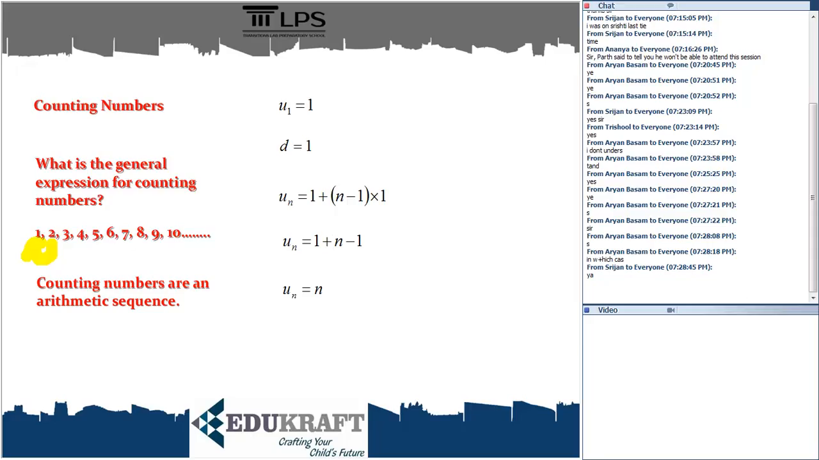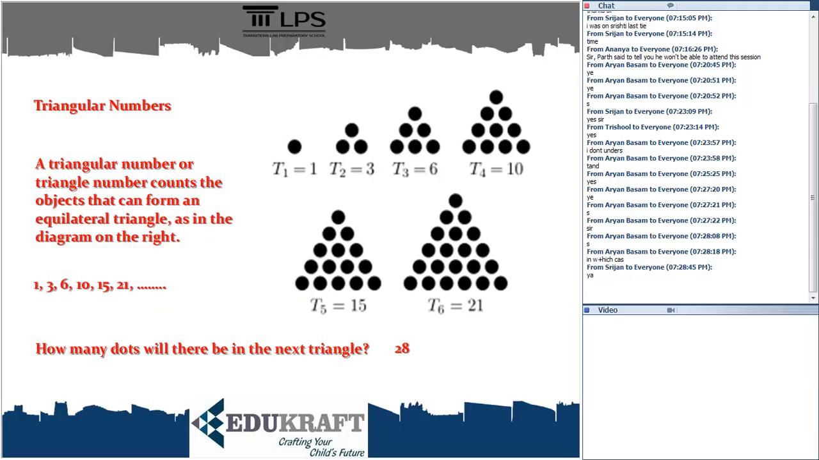Its first term is also 1, and the general expression for counting numbers is un is equal to n. Let us look at another sequence, what is called triangular numbers. A triangular number or triangle number counts the objects that can form an equilateral triangle, as in the diagram on the right. So the triangular number sequence, which has numbers like 1, 3, 6, 10, 15, 21, are nothing but the sequence forming triangular numbers.